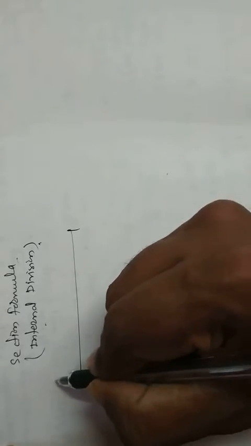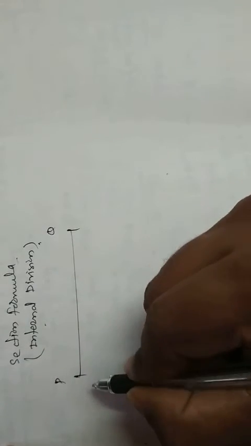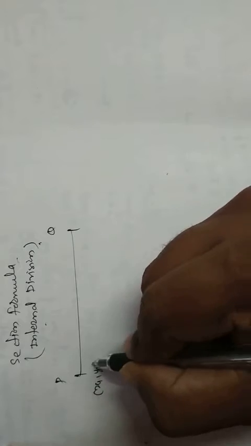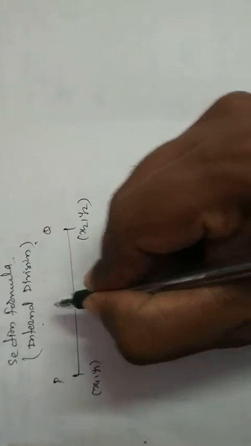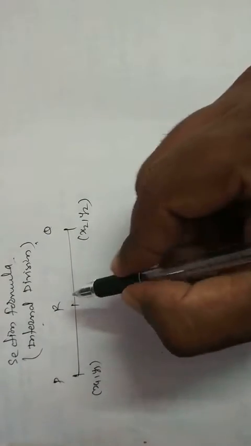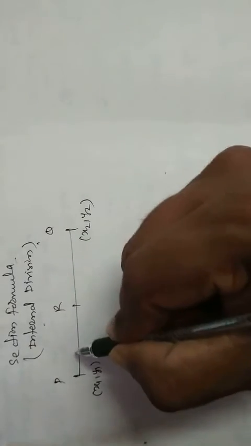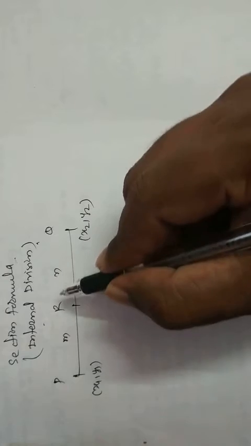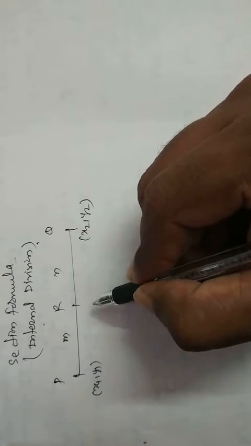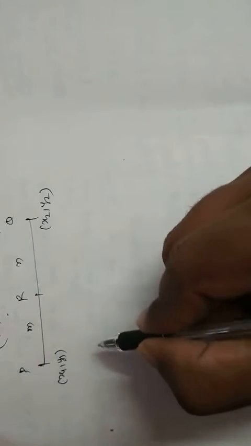Now the next topic is section formula. Section formula for internal division. Let these be 2 points P, Q. P is the point x1, y1 and Q is the point x2, y2. Any point R is in between PQ. So R divides PQ in the ratio m is to n, suppose. Then what is the coordinate of R? So there is a formula.